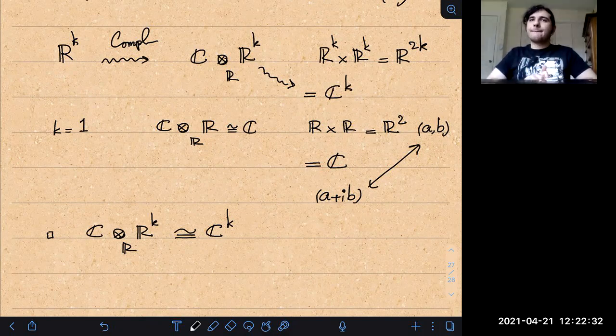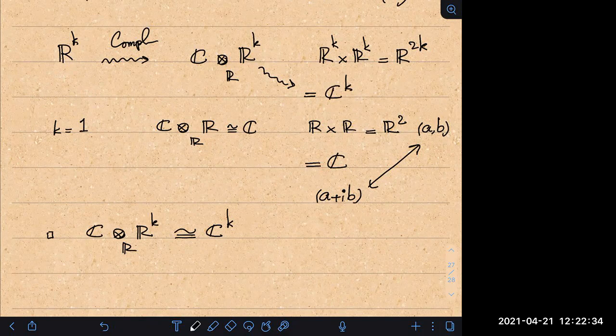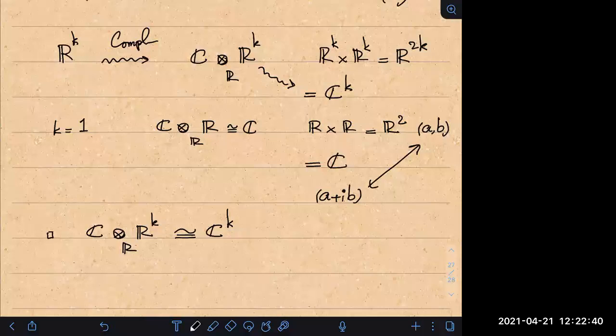Yeah, I think so. I was just curious, for R cross R, or for R squared taken as a vector space over C, why wouldn't you get a vector space of the form A plus BI, C plus DI?